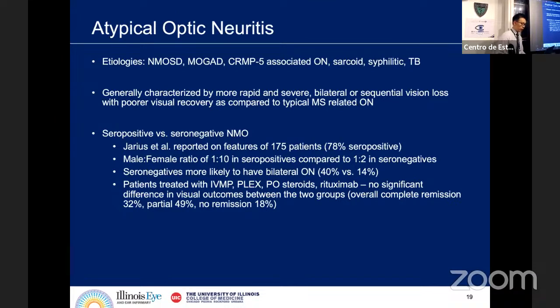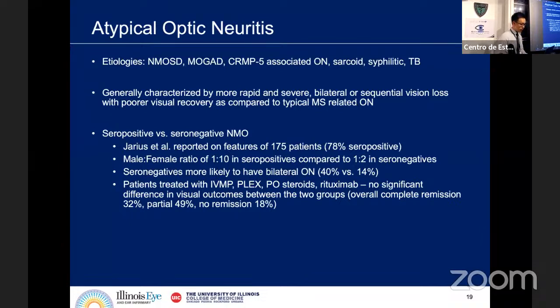The seronegative NMO patients were more likely to have bilateral optic neuritis by quite a significant percentage compared to the seropositive group. And all the patients, whether they were seropositive or negative, were treated with IV methylprednisolone, plasmapheresis, PO steroids, and then some of them ultimately received a steroid-sparing agent, rituximab, and they found that there was no significant difference in the visual outcomes between these two groups. Although the study wasn't originally intended to be powered for that, it was more actually from our neurology colleagues.